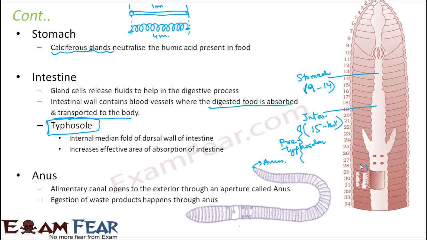So I hope the process of digestion is now pretty much clear. So it starts with your mouth with the intake of food. It goes into the oral cavity, then to pharynx, then esophagus, then crop, gizzard, stomach. So in stomach, the acidic food is neutralized. Then it goes to intestine where digestion happens with the help of all enzymes, and then the absorption of the digested food happens with the help of blood vessels. Absorption increases due to the presence of typhlosole, and then the waste products are thrown out of the body through anus.